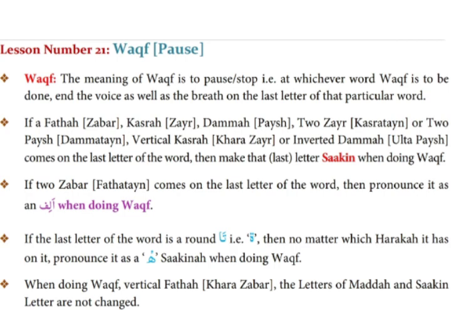If tu zabar comes on the last letter of the word, then pronounce it as an alif when doing waqf. That means if the last letter of the word has two zabar on it, so you have to change two zabar with alif. You will not change two zabar with jazm, but you will change two zabar with alif.